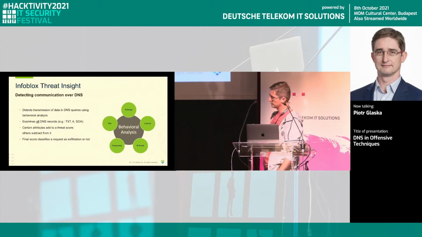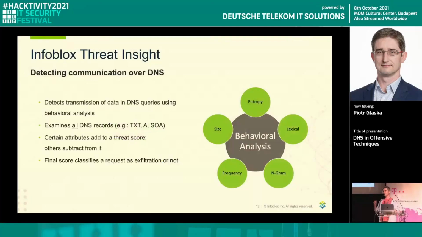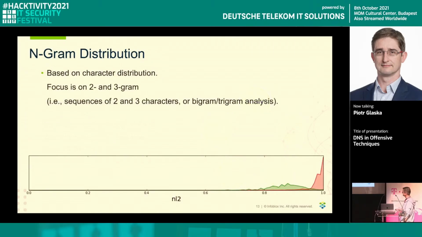Basically, we have an algorithm on the DNS server which is inspecting each and every query and checking dozens of attributes of those queries. Each attribute has a weight, and after calculating the score for all the attributes, assigning the weights, we have a final score, which is saying this is probably data transmission, or maybe it's not data transmission, right? What we check is, for example, n-gram distribution.